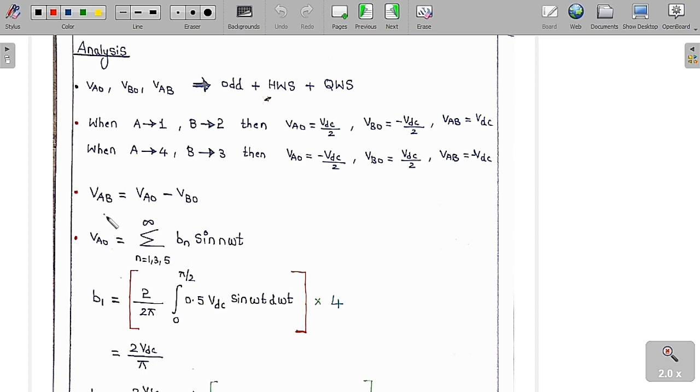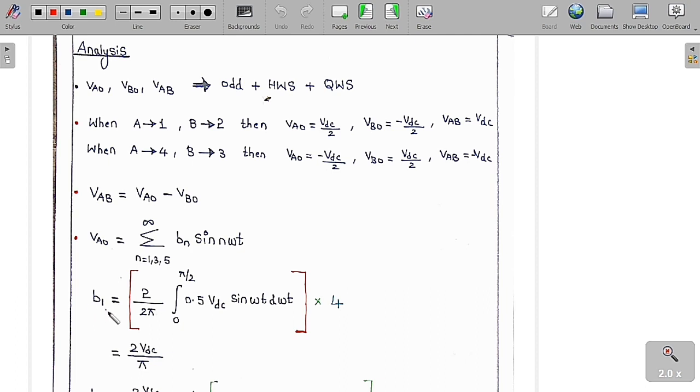I already told you VAB is equal to VA0 minus VB0. Then I want to find the Fourier series coefficients of VA0. I want a periodic expression of VA0. It is an odd function with half wave symmetry and quarter wave symmetry. So A0 is equal to 0, An is equal to 0, and Bn is not equal to 0 only for odd harmonics. So simply, sigma n is equal to 1, 3, 5 up to infinity Bn sin n omega t.